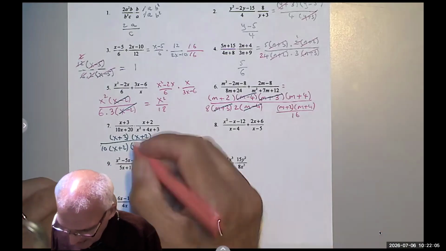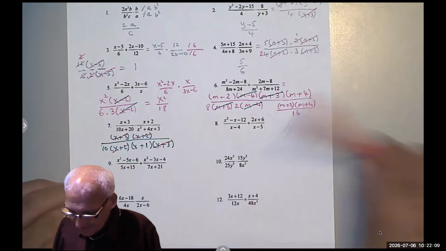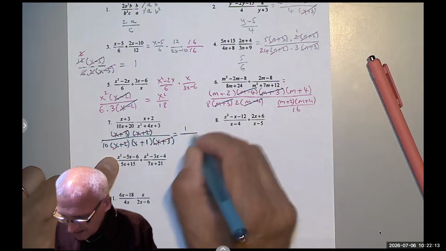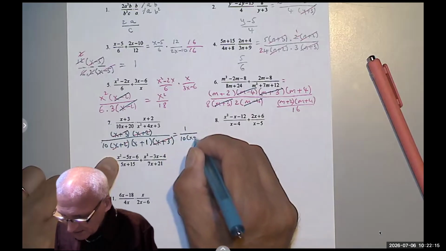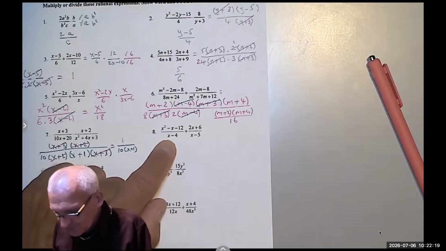And finally, x plus 2, x plus 2, x plus 3, x plus 3. I get 1 over 10 times x plus 1. Let's move to this one.